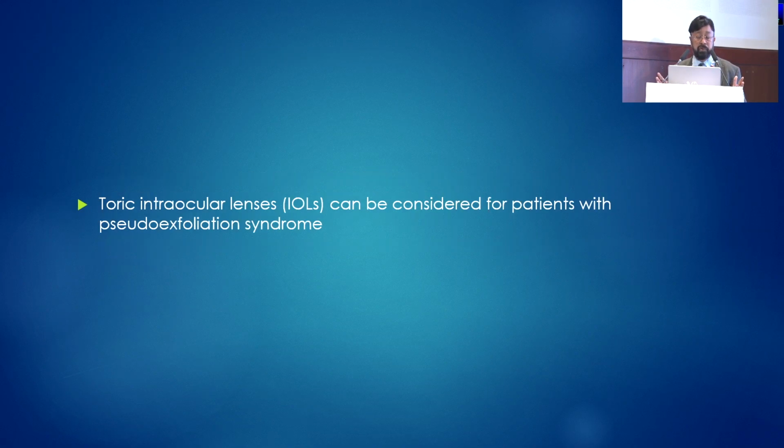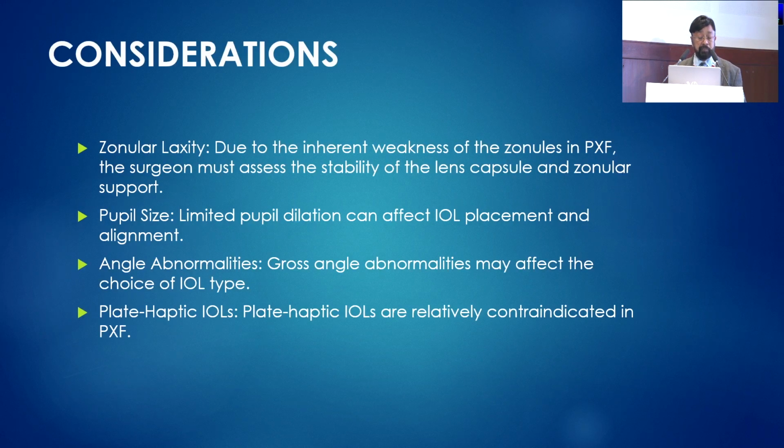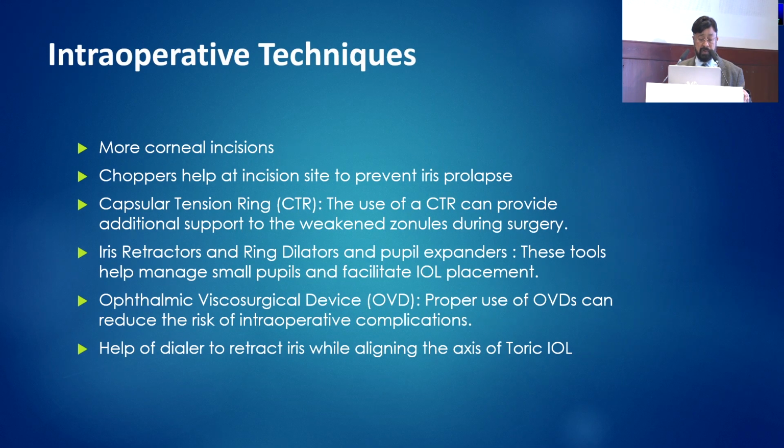So we are talking about the toric intraocular lens. It can be considered for a patient with pseudoexfoliation syndrome. The consideration is zonular laxity. Due to the inherent weakness of the zonules in pseudoexfoliation, you have to see whether the zonules are good or not, whether the pupil is dilating or not, how the angle is, whether there's any abnormality or not, and of course plate haptics are absolutely discarded.